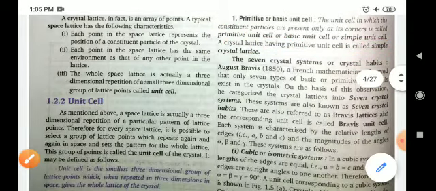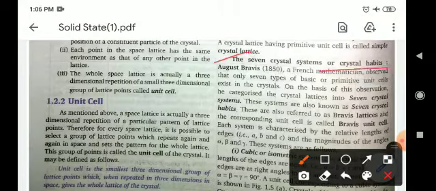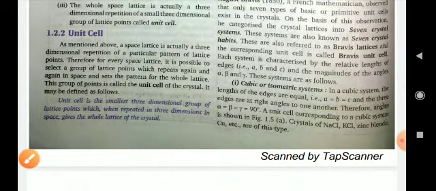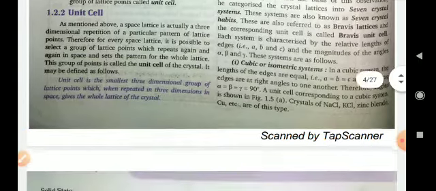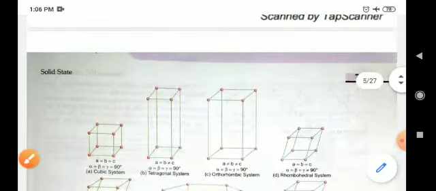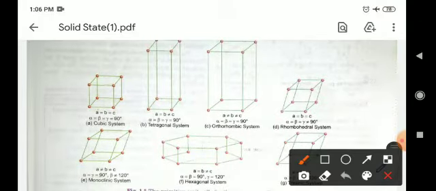Now, the 7 crystal systems or crystal habits are given by Auguste Bravais according to the unit cell. So what are these 7 crystal systems? Number 1 is the cubic or isometric system. In the cubic system, all the edges a, b and c will be equal and all the angles alpha, beta and gamma will be 90 degrees.